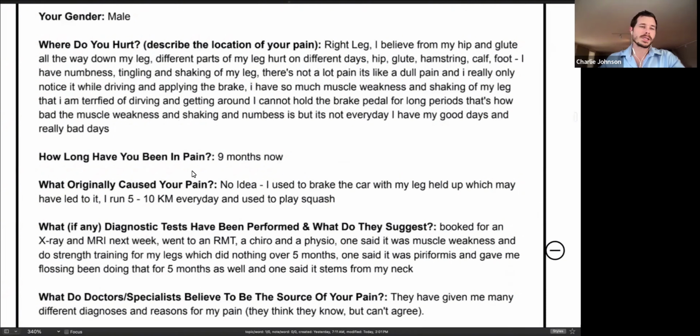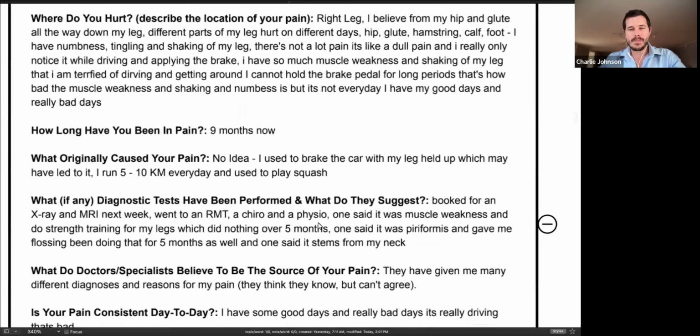He's had it for 9 months. I asked this question, what originally caused it? Doesn't really have an idea. Maybe pushing on the brake. He also runs and plays squash. What diagnostic tests have been performed? Booked for an x-ray, MRI next week. Looks like he tried maybe some massage, chiro, physio.